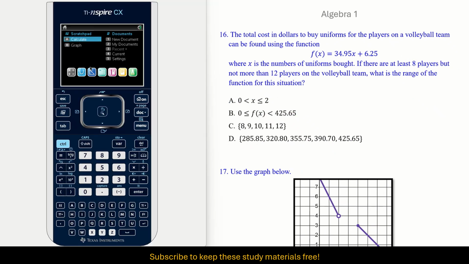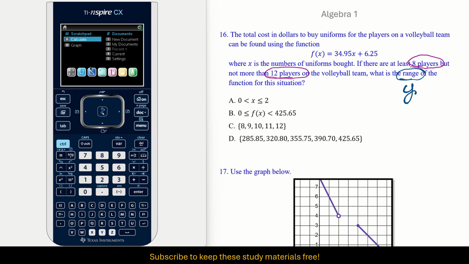On the TI-Nspire, what we need to do to enter the function to get our range, and even before we do that, we're going to enter the function in a graph. We need to remember that we are looking for Y values which associate with range. However, in order to find those, we need to know which Y values we need. And those would be from the given domain of 8 players up to 12 players.